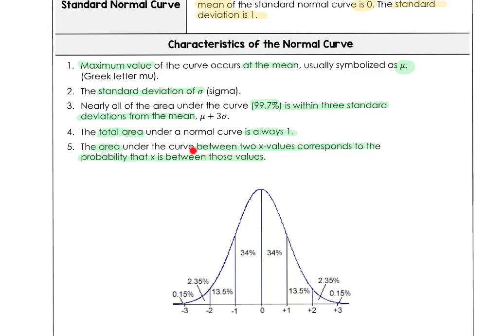And any area under the curve between 2 x values, so for example here and here, would correspond to the probability that the x number is between those 2 values. So we would say 34% of the data would be within 1 standard deviation, or 68% within 1 in either direction.